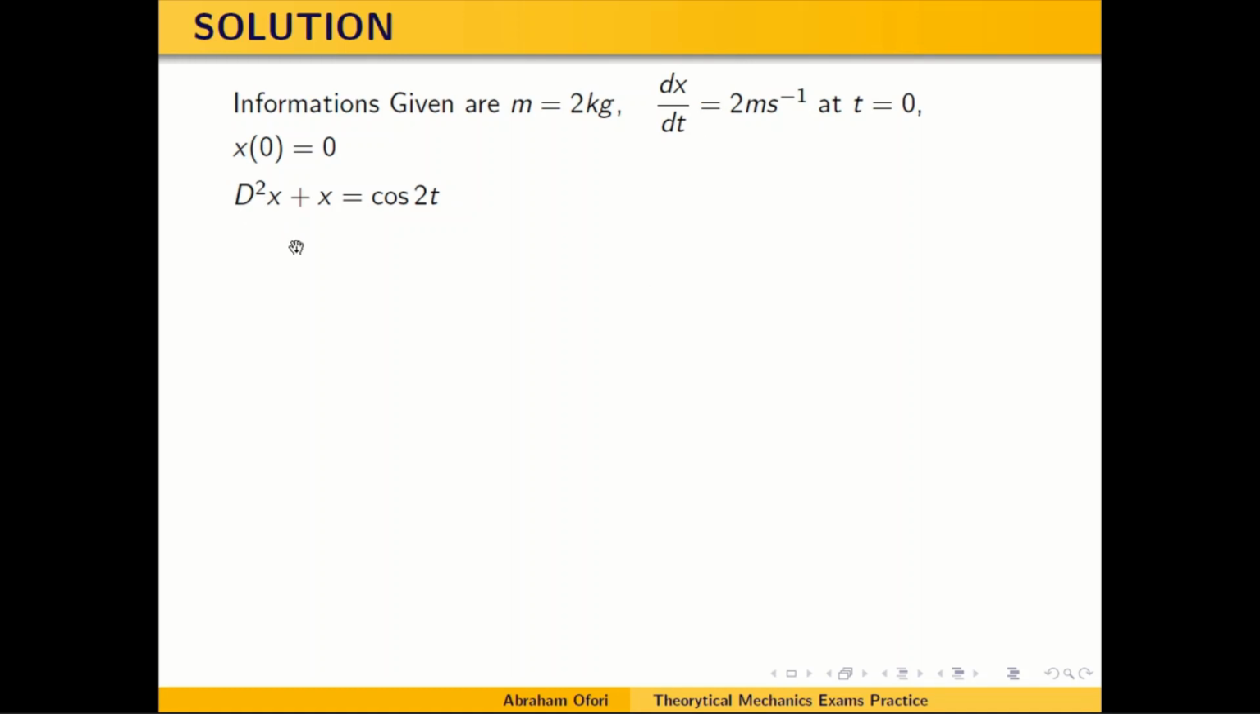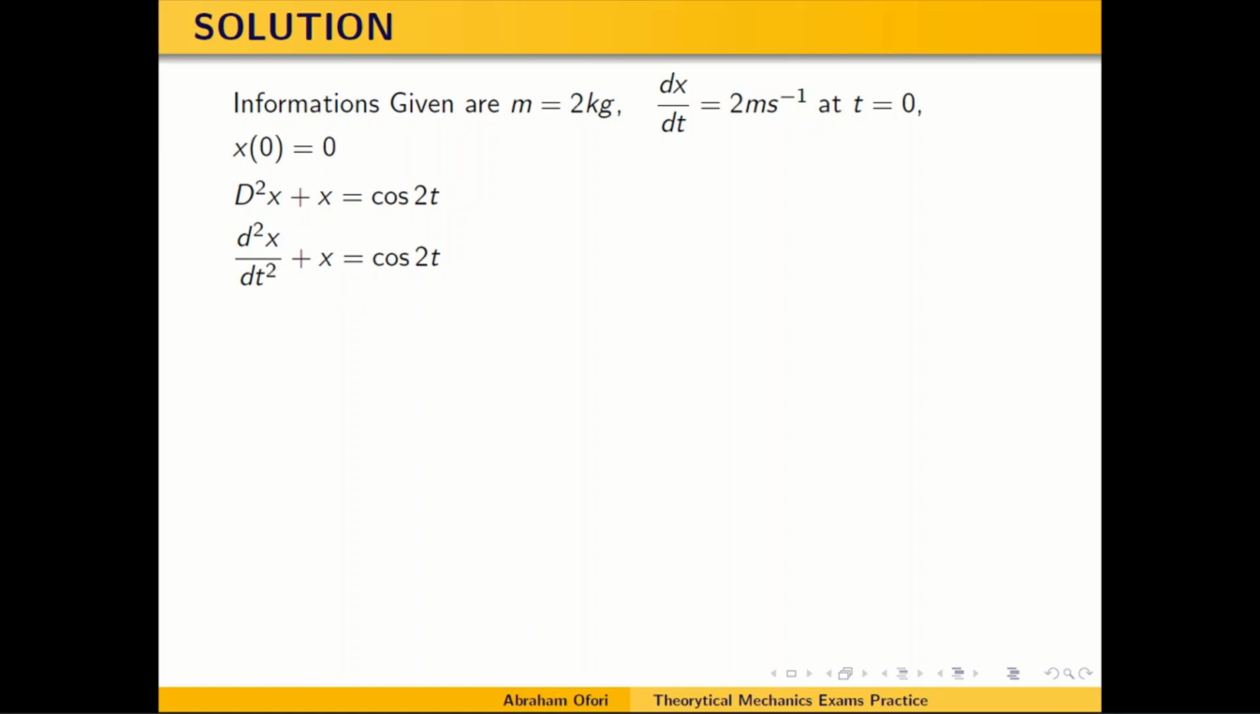So d squared x plus x equals cos 2t. Now we know that D is d/dt. So you put d/dt in place of D, and you get d squared x/dt squared plus x equals that. Now this looks like an equation of motion. So how do you solve this?